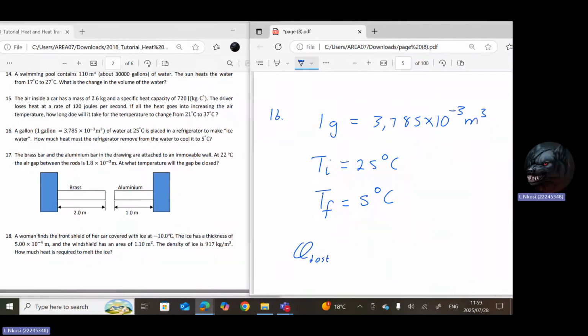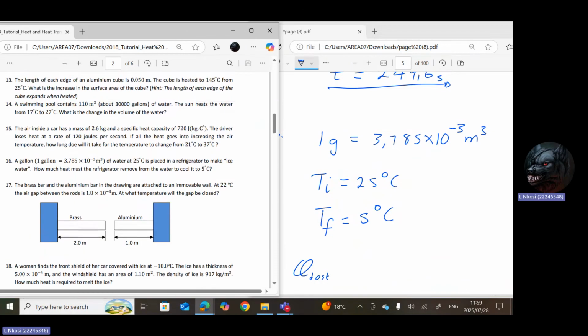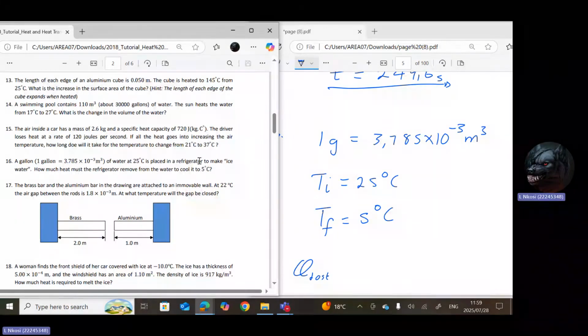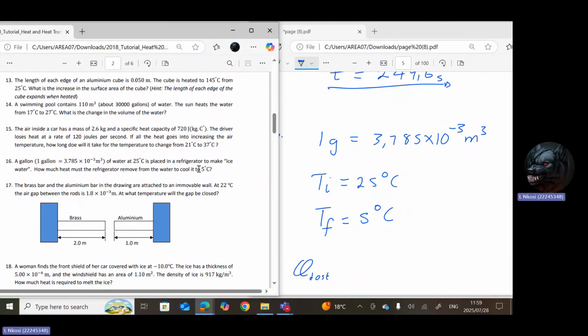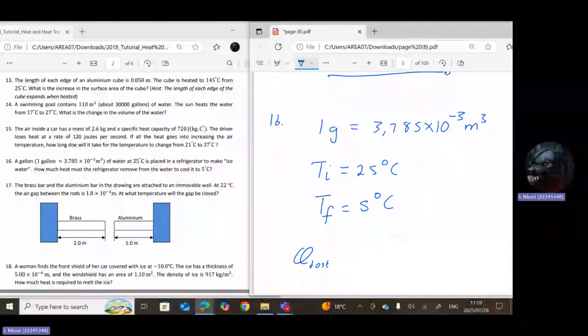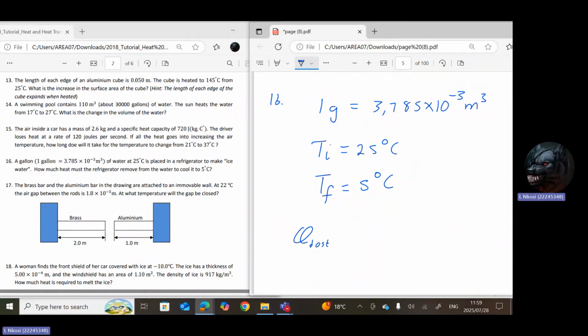And the heat lost, will it involve a change of phase? But it is placed to make ice water. It will not become ice, but it would be ice water. The water is very cold, but because it's at 5 degrees, it does not reach 0 to become ice. So the heat loss will only cause a temperature change, not a phase change. If there was a phase change, we would use latent heat, but we don't in this case.